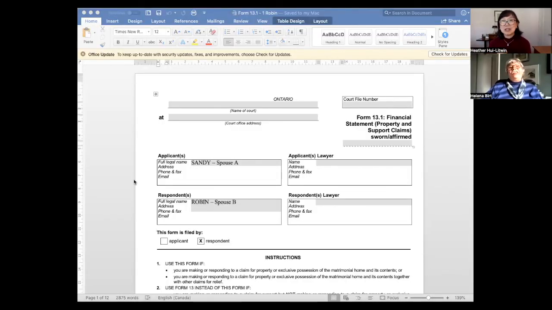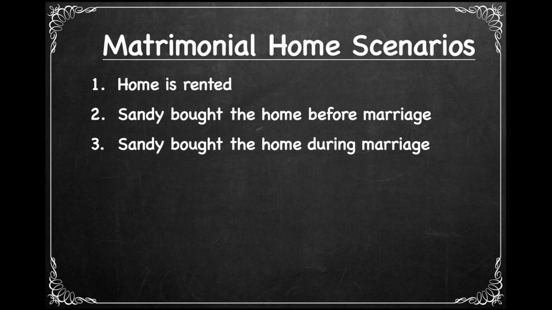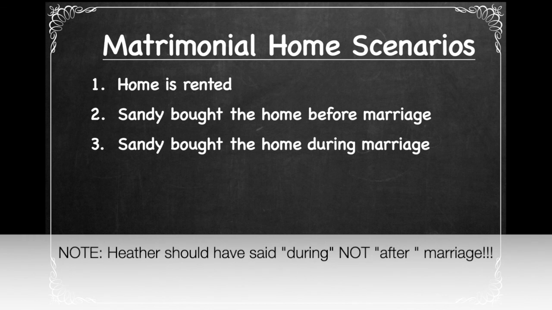And so we're going to give you basically 3 scenarios to show you how the net family property actually varies depending on the matrimonial home situation. The first scenario is the home is rented. The second scenario is Sandy bought the home before the marriage. And the final scenario is where Sandy bought the home after the marriage.